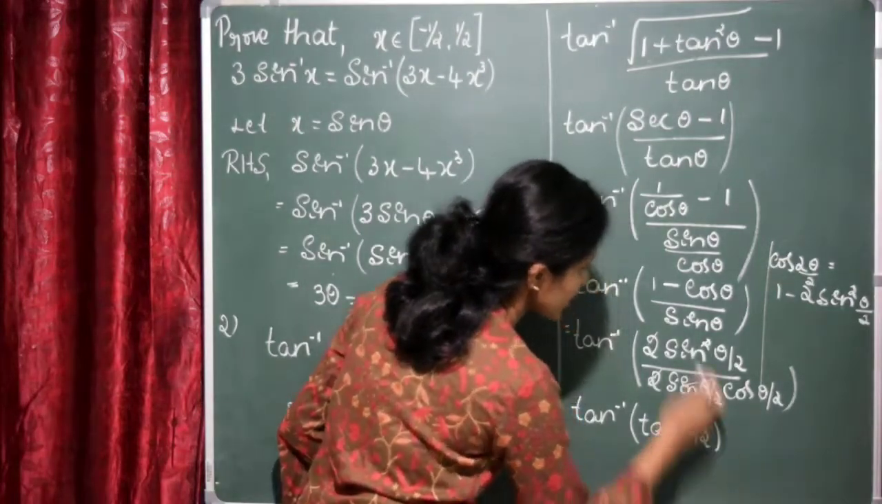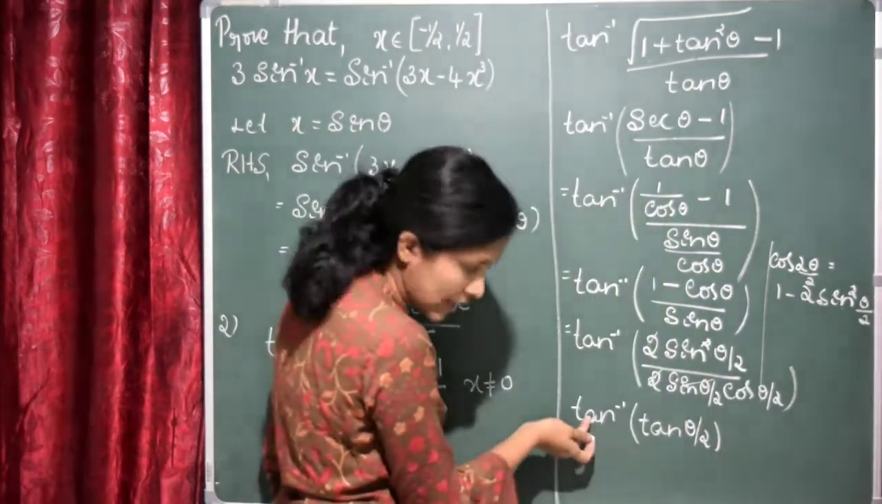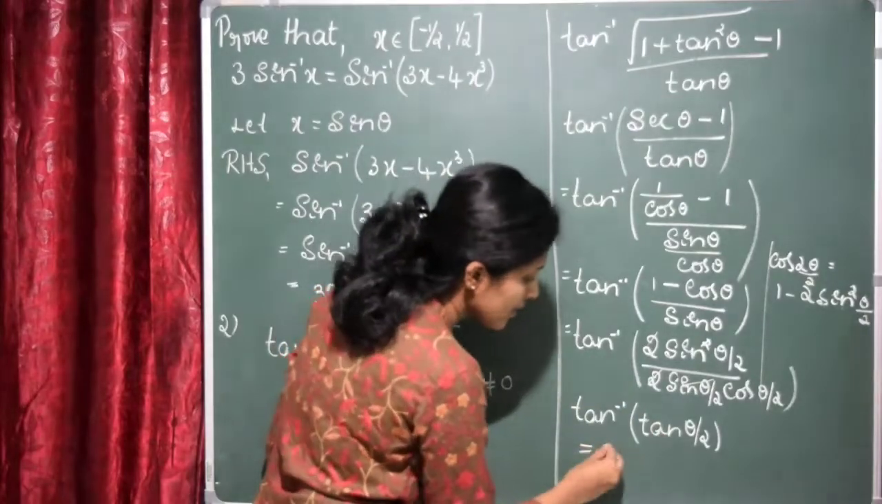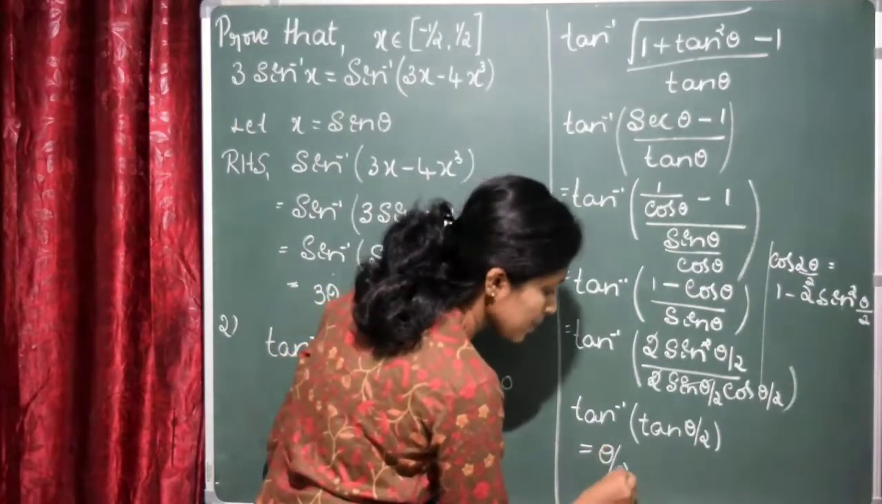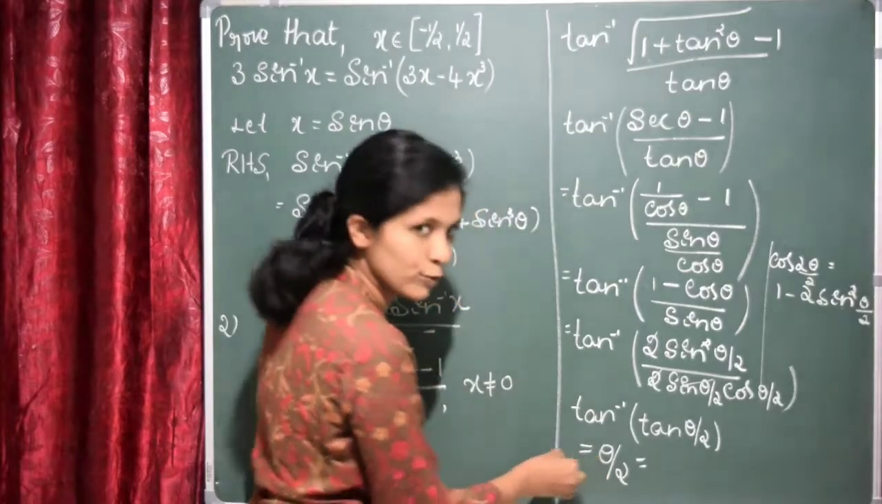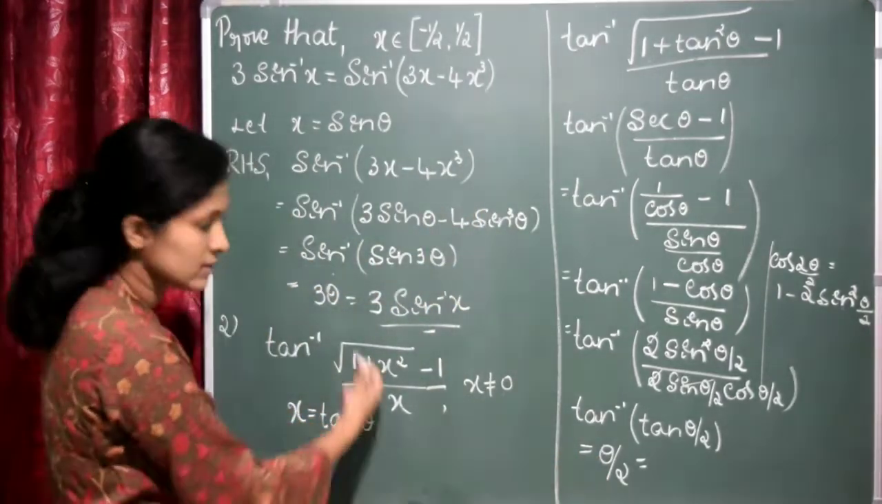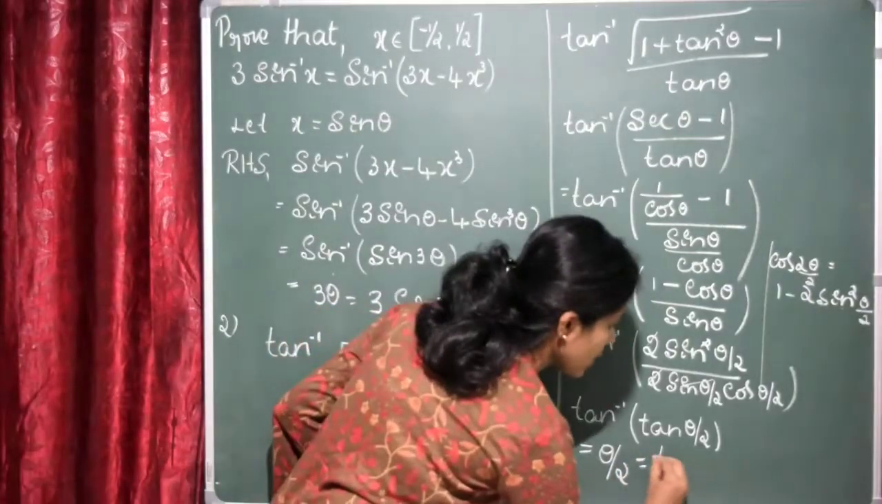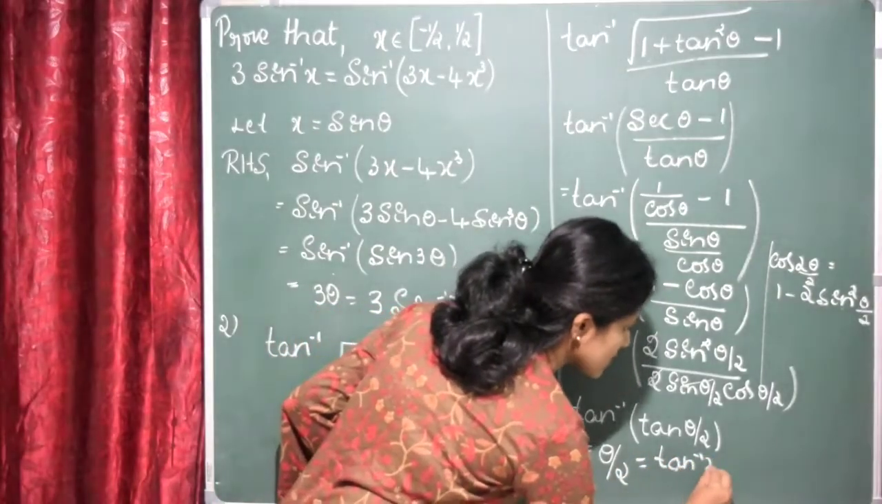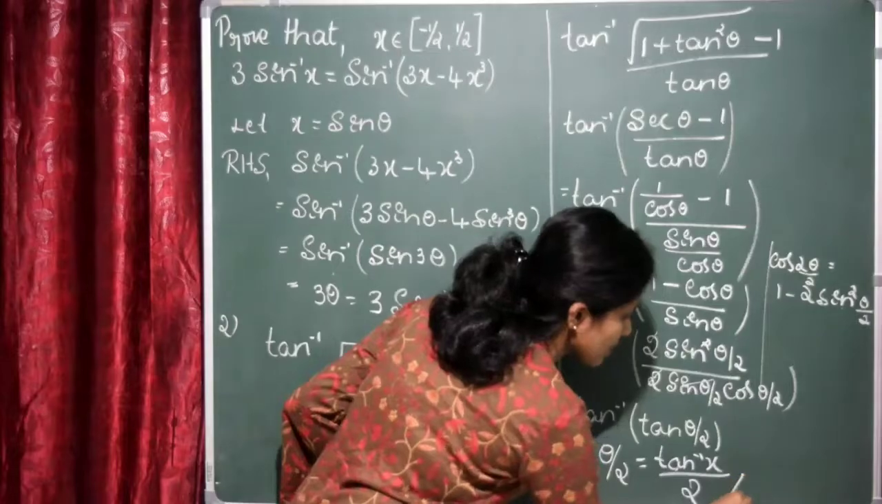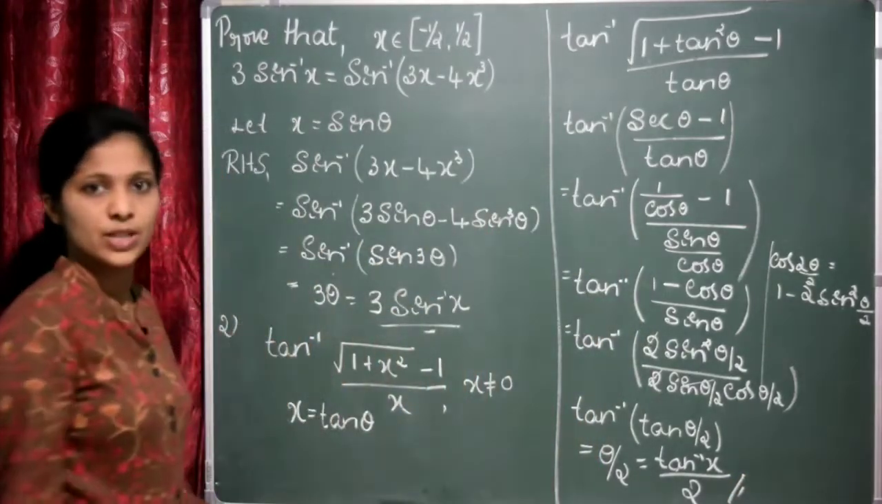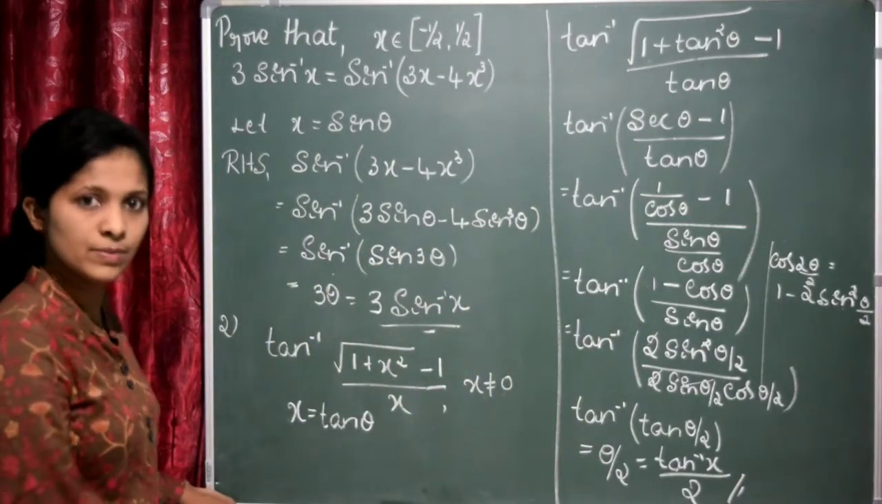So we have converted those functions into tan. Here tan inverse and tan will get cancelled. This is equal to theta by 2. Now what is the value of theta? We have substituted x is equal to tan theta, so theta will be tan inverse x. So this is equal to tan inverse of x divided by 2. This is the simplest form of the given question. I hope you understood this one.